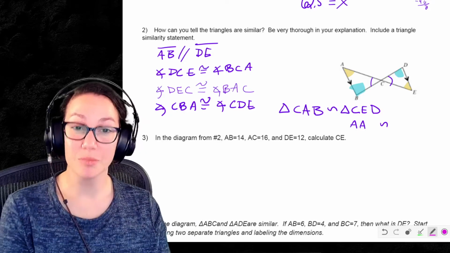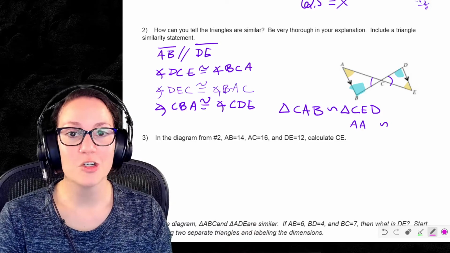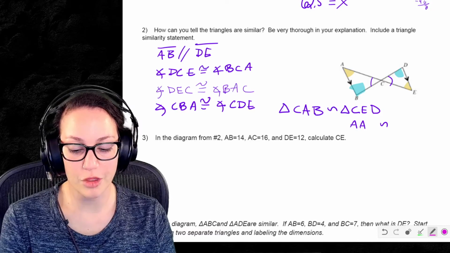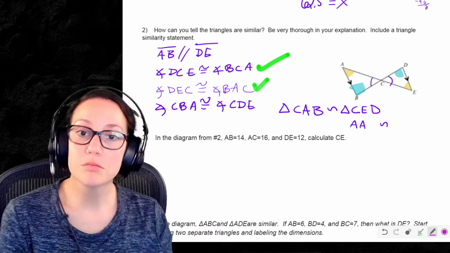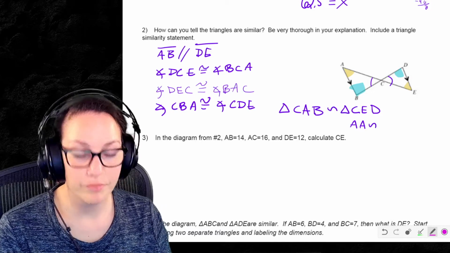All triangles add up to 180 degrees. That's the triangle angle sum theorem. So if we're at 180 degrees and we already know 2 of them, we don't really need the third one. But either way. All right, so angle, angle similarity. Cool.